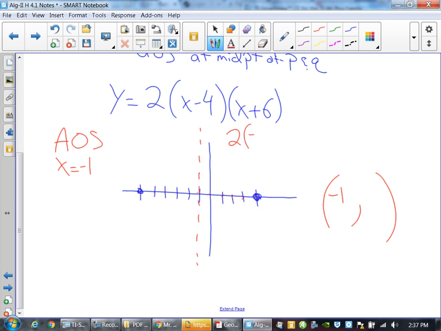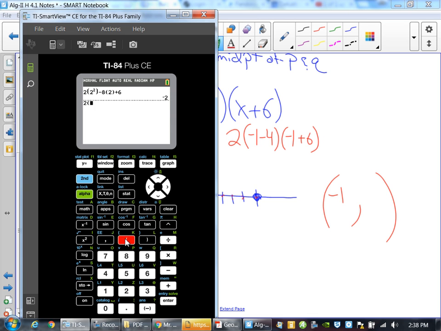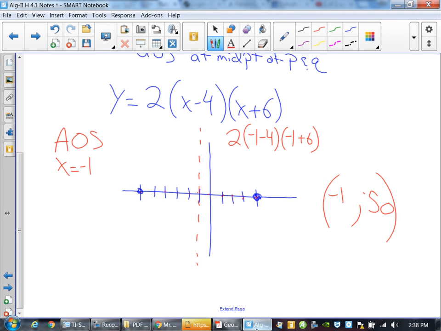So you get 2(-1 minus 4)(-1 plus 6). Ladies and gentlemen, put that in your calculator. Don't try and do it in your head. Too many of you guys will mess that up. No offense. Negative 50. That's why it's down there. So where's my vertex? It's at negative 1 and negative 50. It's down there.